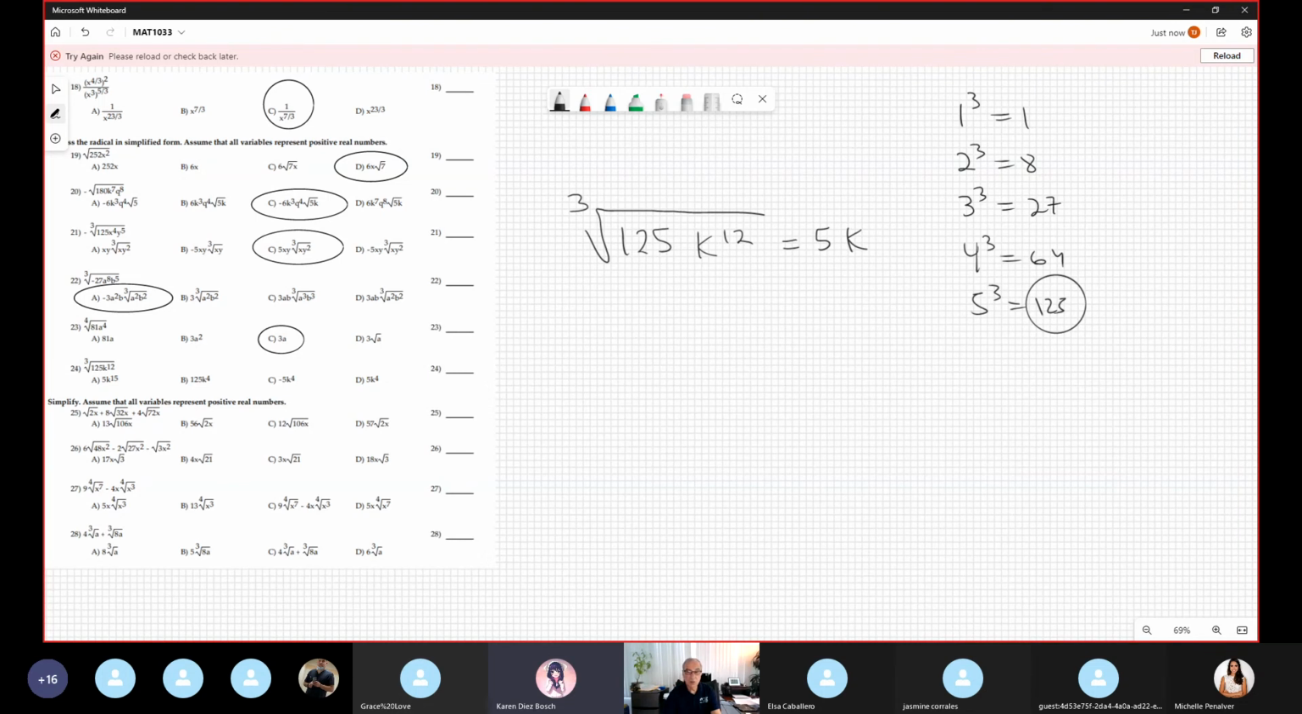Okay. In this case, it matches perfectly because 12 is perfectly divisible by 3, no remainder. 12 divided by 3 is 4. The situation happened that we have nothing inside the root. So 5 k to the 4 power, like in the option. Do you see that? Yes.